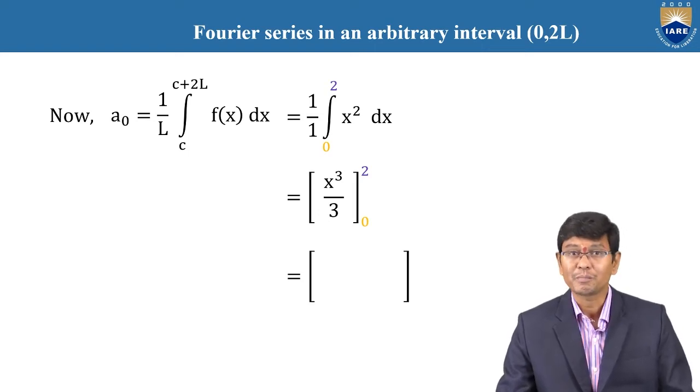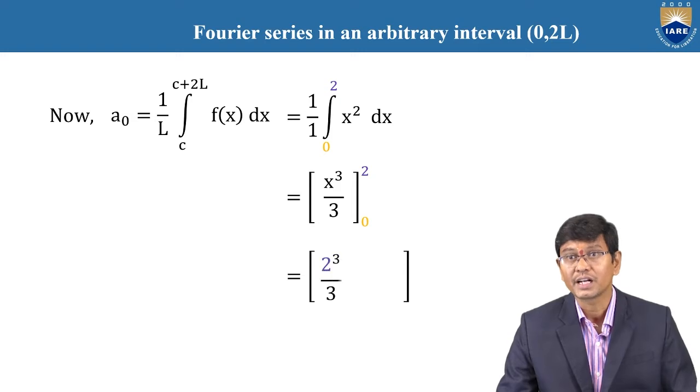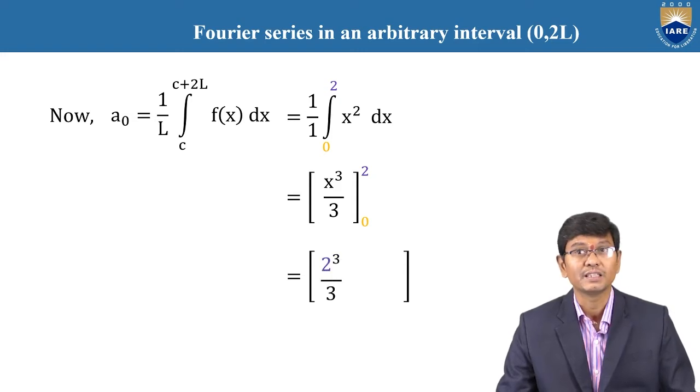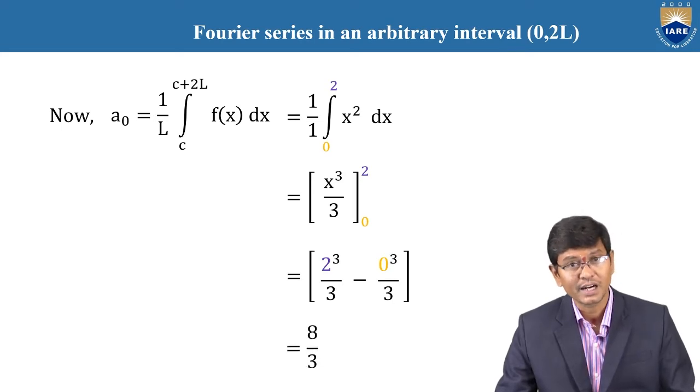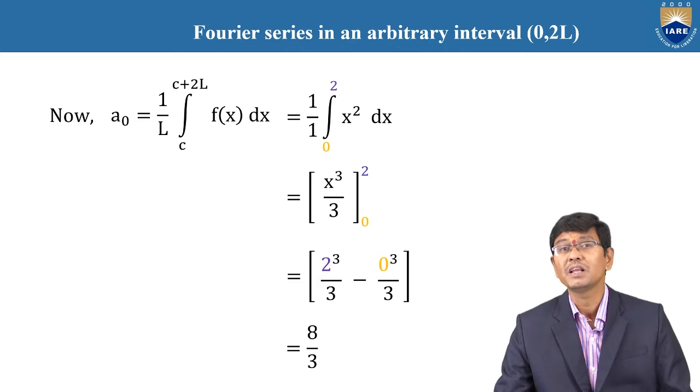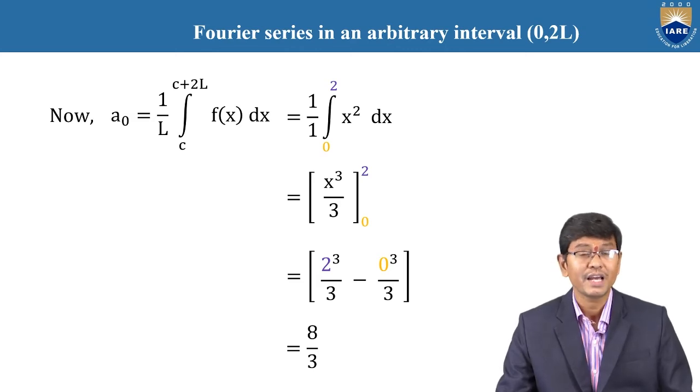By replacement of the upper limit and also the lower limit, here clearly there is a 2 cubed by 3 minus 0 as the value. Therefore, the value of a0 is clearly 8 by 3, which is a clear conclusion. Now, similarly we need to find out the value of an.